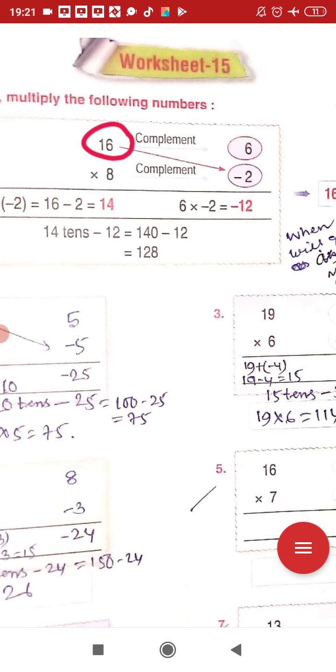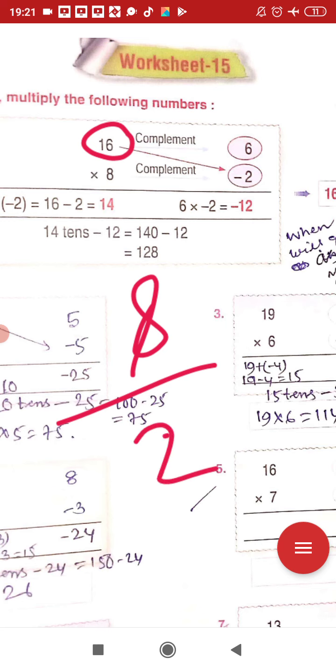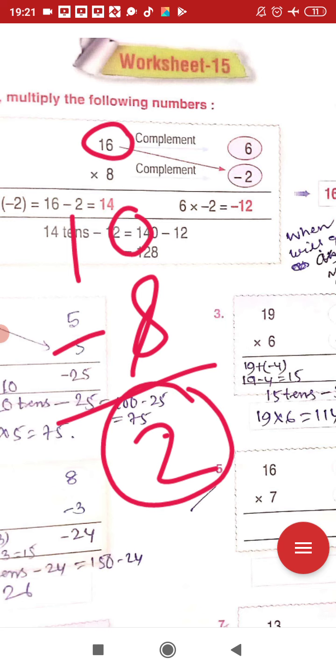Okay, let's make your concept clear. Suppose a single digit number, that is 7 or 8. Let's take 8. So the complement of 8 will be 2. How to get NIKHILAM? Just subtract the number 8 from 10. You will get the NIKHILAM. That is the NIKHILAM. So minus 2.